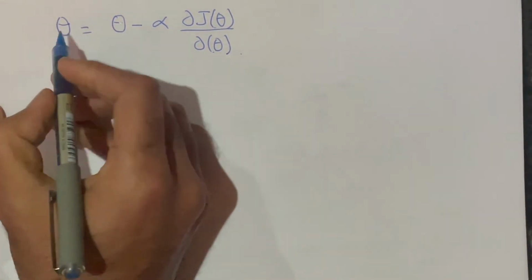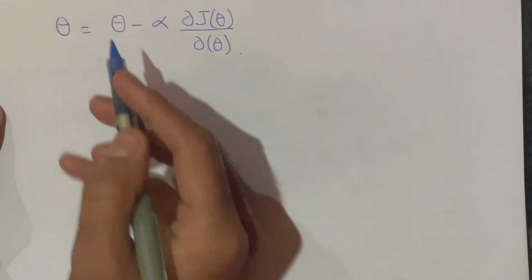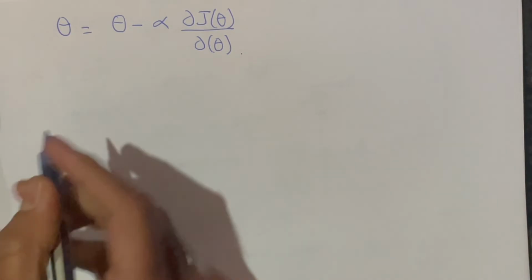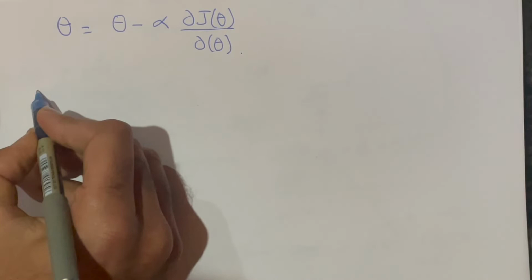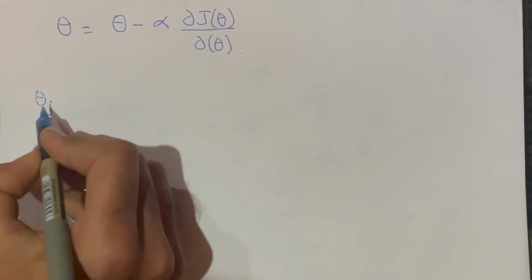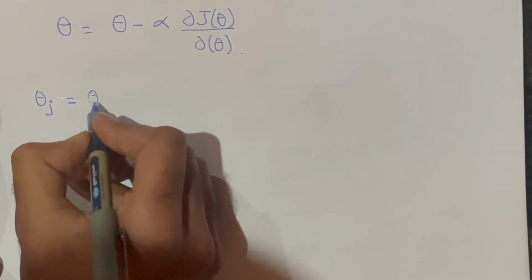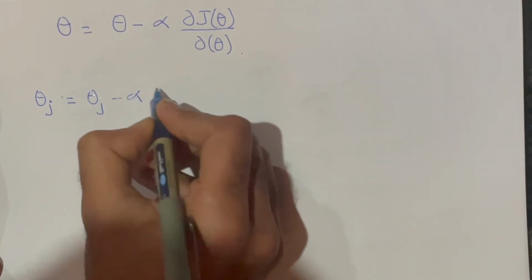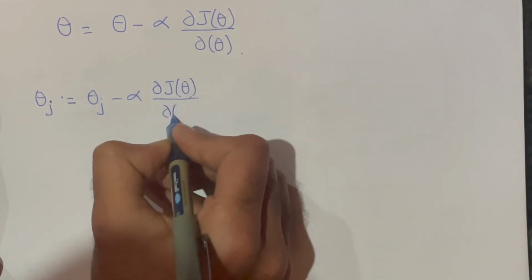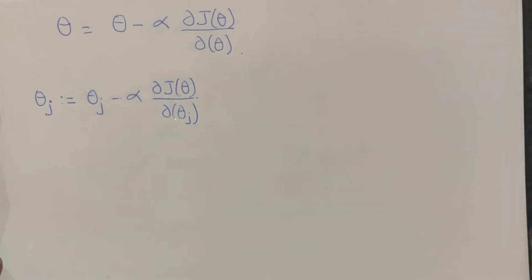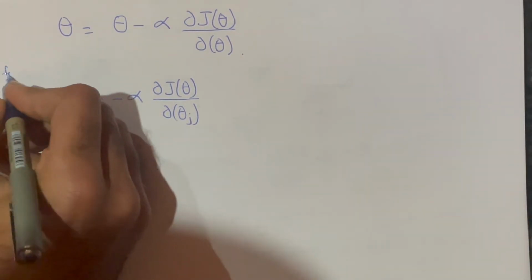Okay, so this theta is the entire theta. It includes theta 0, theta 1, theta 2. Let's update each theta separately. So let's take one of the thetas. Let me take any theta, let's suppose theta j. If I have to update theta j, then theta j will be equal to the old theta j minus alpha times differentiation of J theta with respect to theta j. So this will be our update rule, and we have to do it for every theta.